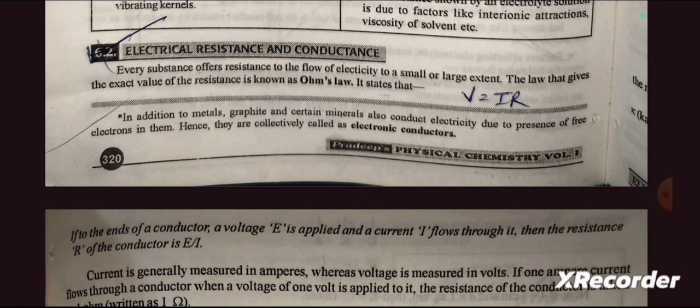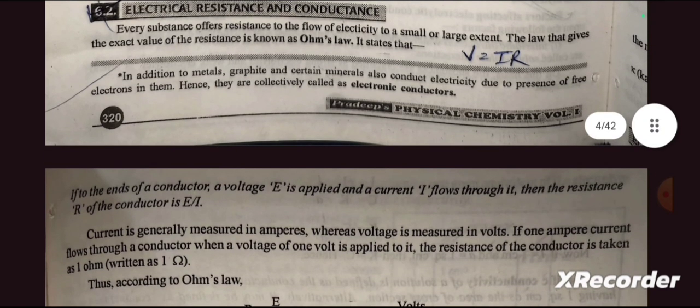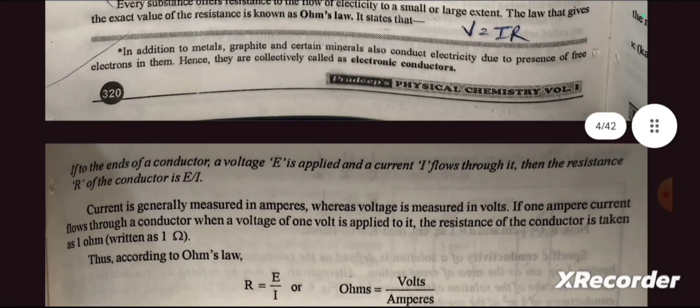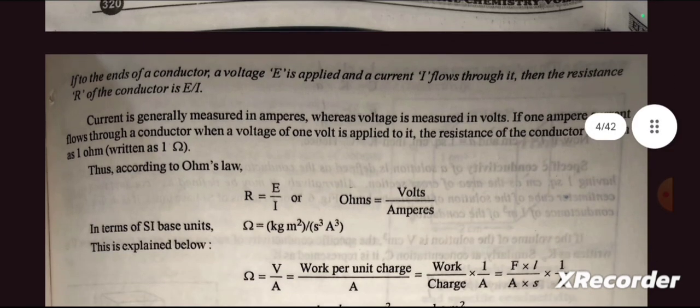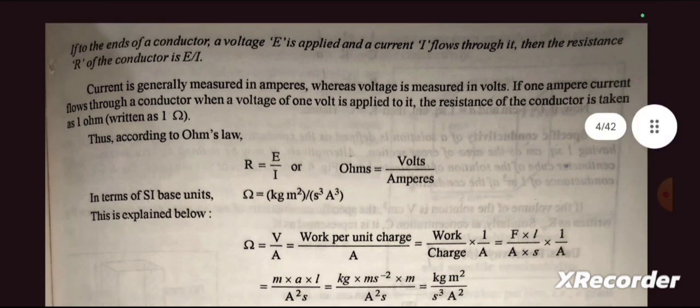It states that in addition to metals, graphite and certain minerals also conduct electricity due to the presence of free electrons in them, hence they are collectively called electronic conductors. If to the end of a conductor a voltage E is applied and a current I flows through it, then the resistance R of the conductor is E by I. Current is generally measured in amperes, whereas voltage is measured in volts.